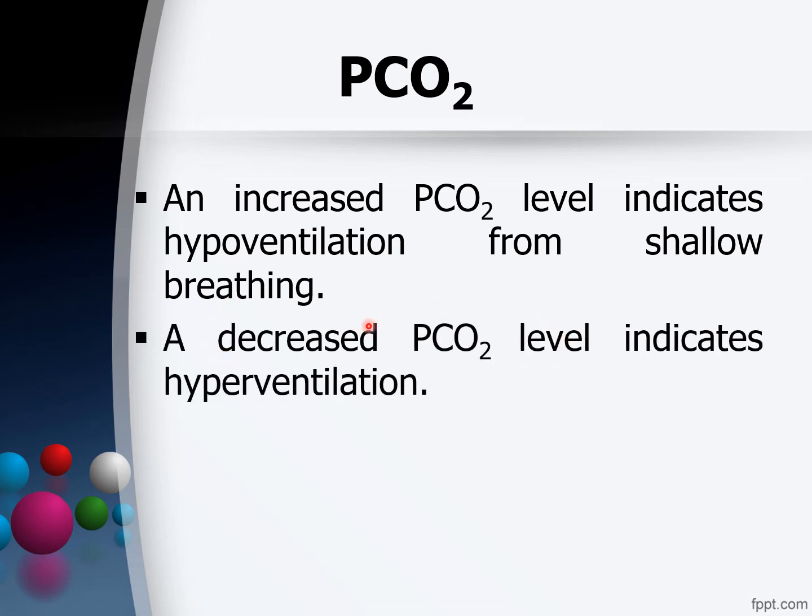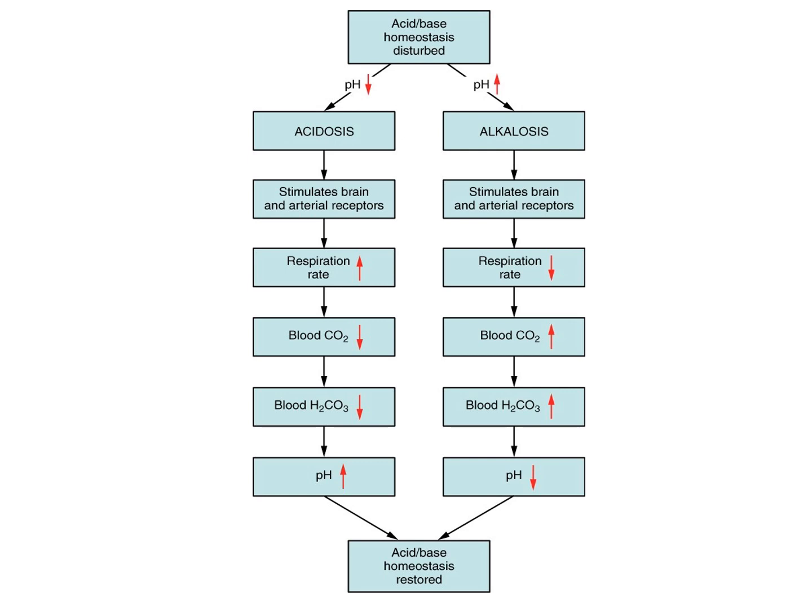A decrease in the PCO2 level indicates hyperventilation. So when there is a decrease in the concentration of the carbon dioxide in the lungs, it can be caused by hyperventilation. This diagram shows the respiratory regulation of the blood pH. So we have here a comparison between acidosis and alkalosis, and what the respiratory system does in order to regulate the blood pH, or to compensate for the changes in the blood pH.